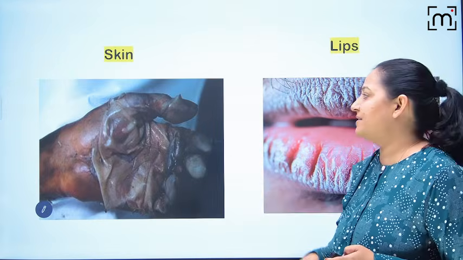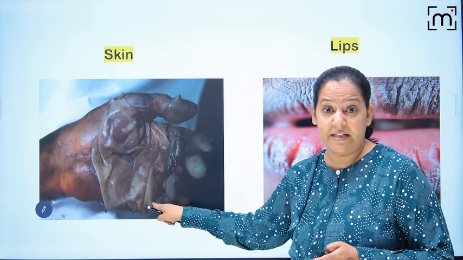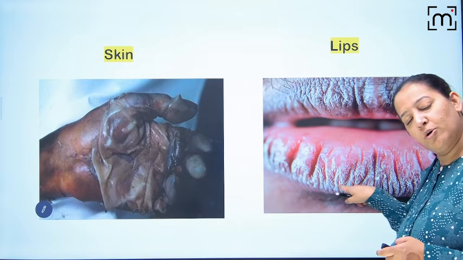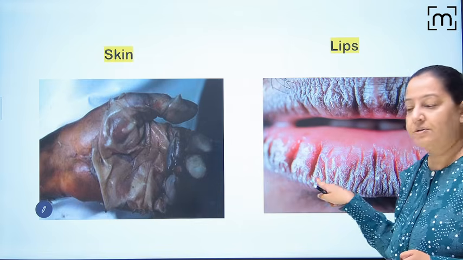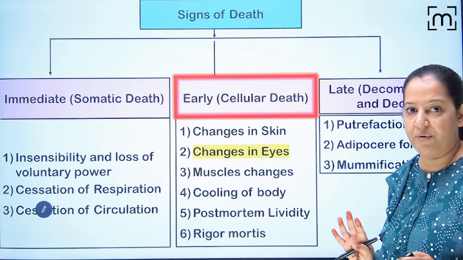Okay, so changes in the skin, we have seen 2 changes in the skin. Number 1, skin loses its elasticity, becomes dark, ash color, and the lips also become red and dry. So that is changes in the skin. You learn these images. If you have watched my yesterday session, you can remember.